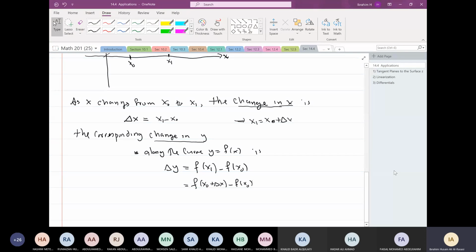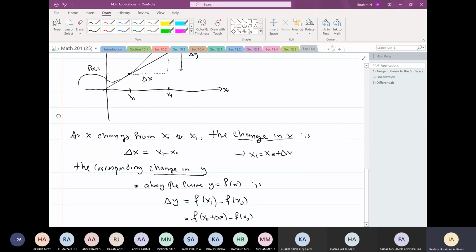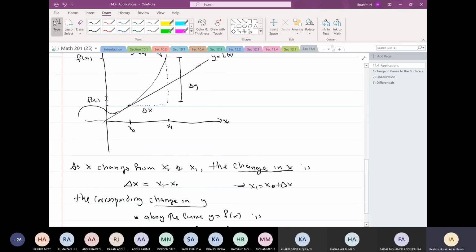Now again, I have the change along the curve. When I go from x0 to x1, this is the change in y along the curve. I will do the same thing. I will move from x0 to x1, and I will consider y, but along the tangent line. I will move now along the tangent line.